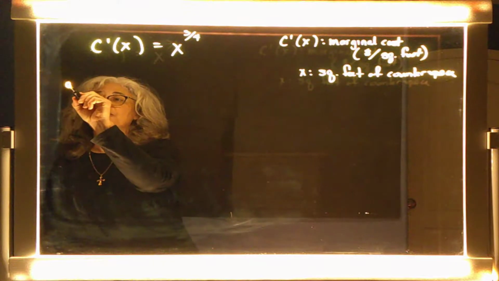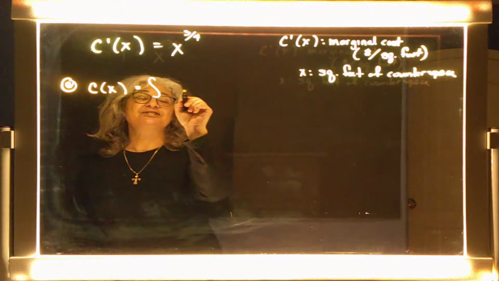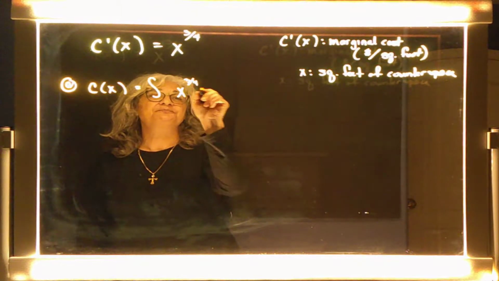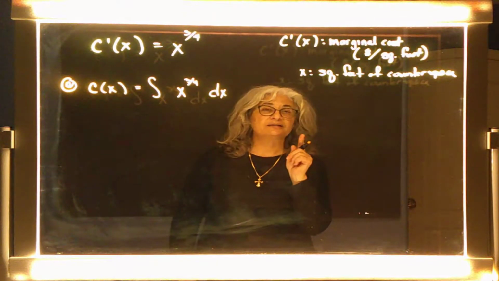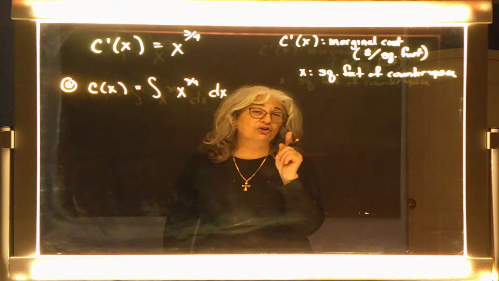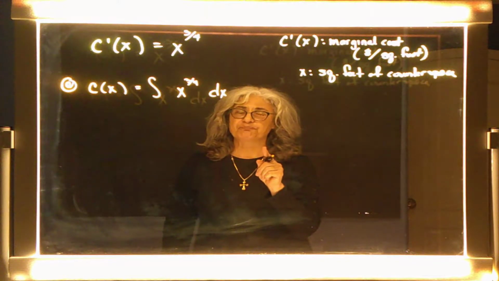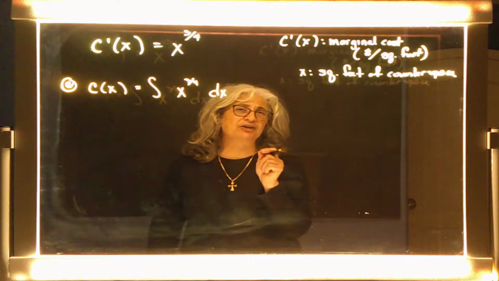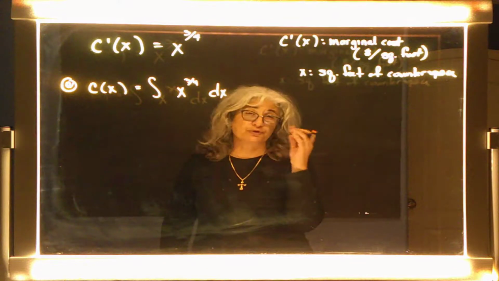Excellent. So for part A, to find the actual cost, we're going to have to take the antiderivative of x to the 3/4 power dx. Now, here's the deal. They want the cost for installing 40 square feet of counter space. So how do you think we're going to evaluate it if we want 40 square feet? Yeah, you're saying plug in 40.